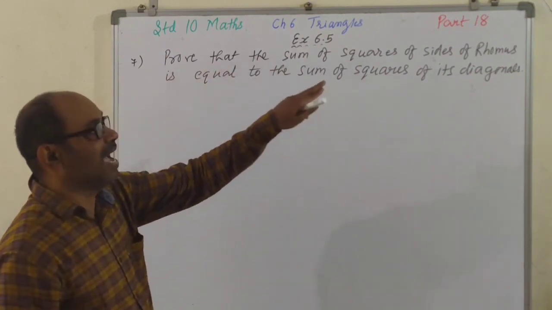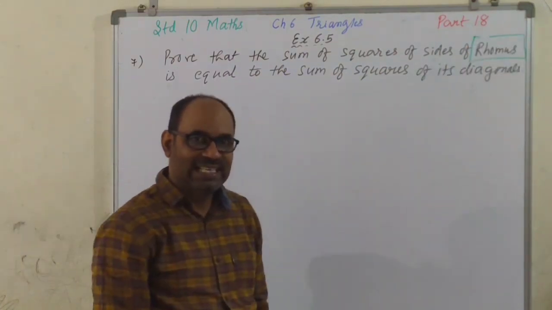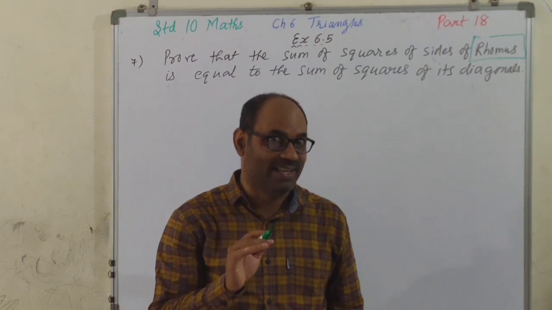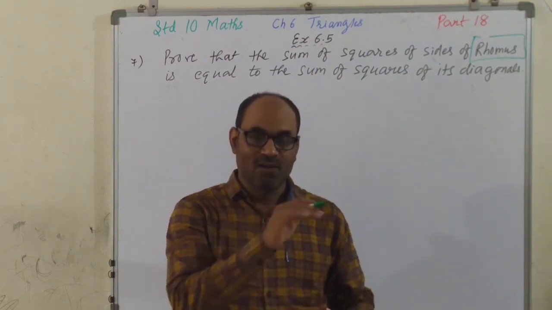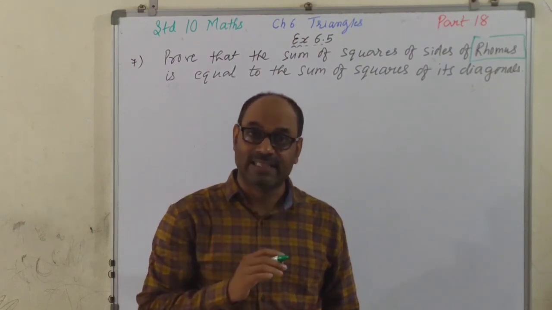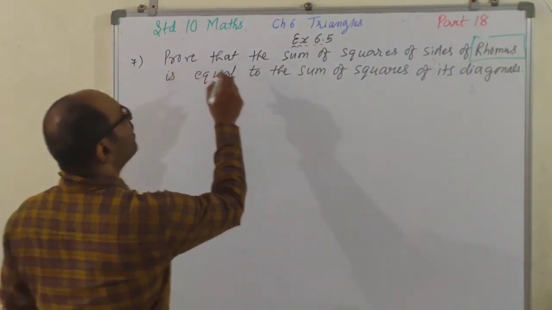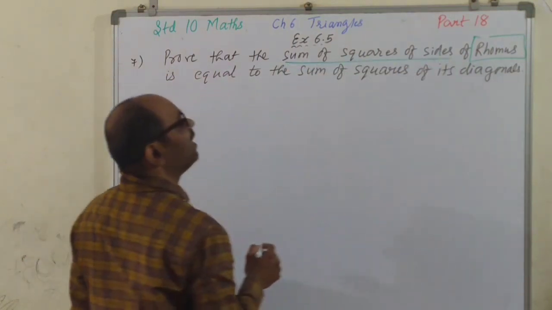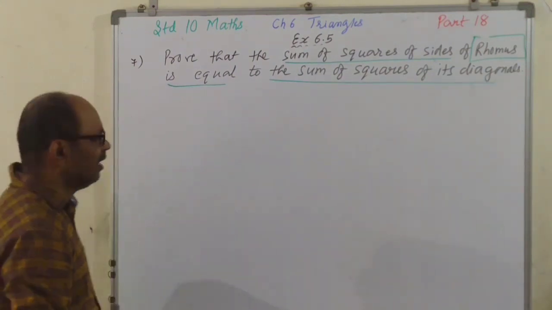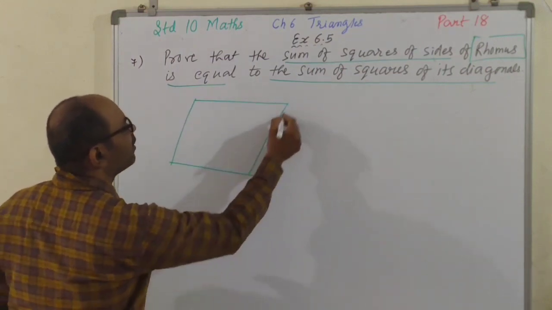Prove that the sum of squares of sides of a rhombus. Children, do you know what is a rhombus? Yes, all 4 sides are equal. Diagonals bisect each other at right angles. That is the property. Alright? It's a square with diagonals bisecting. It's a rectangle with diagonals bisecting each other at right angle. Okay. You know it. Prove that sum of squares of its sides is equal to the sum of squares of its diagonals. Let's draw the figure first. Okay. That will give you the idea of what to write.